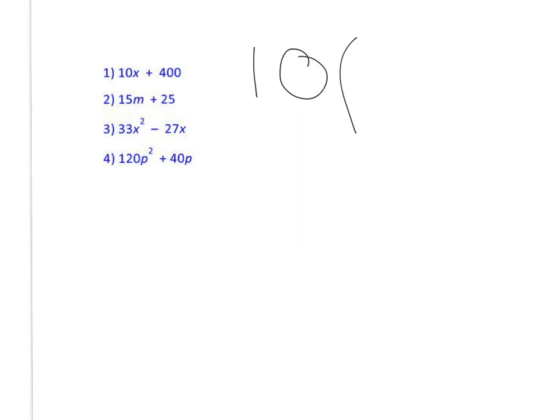10x divided by 10 leaves me with x. 400 divided by 10 leaves me with 40. So that is my correct answer, 10 bracket x plus 40. And if we multiply that back out, we'd end up with the same result. One way of checking it.